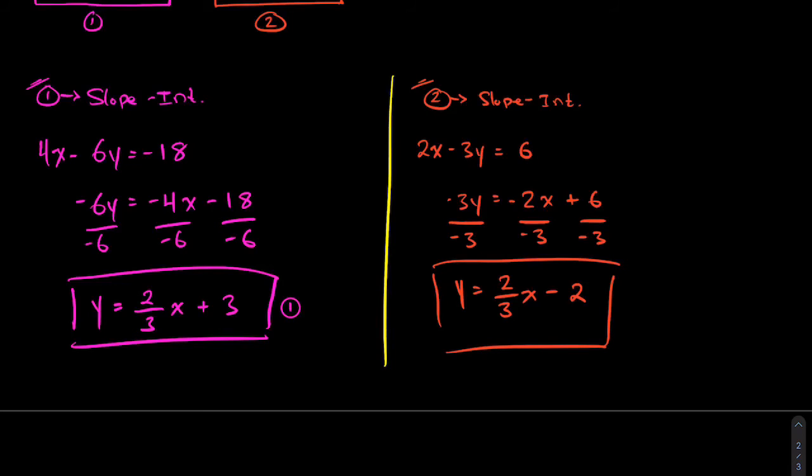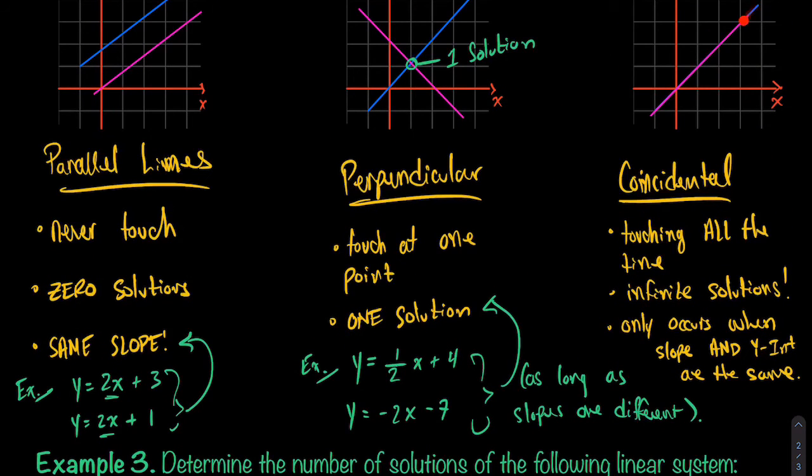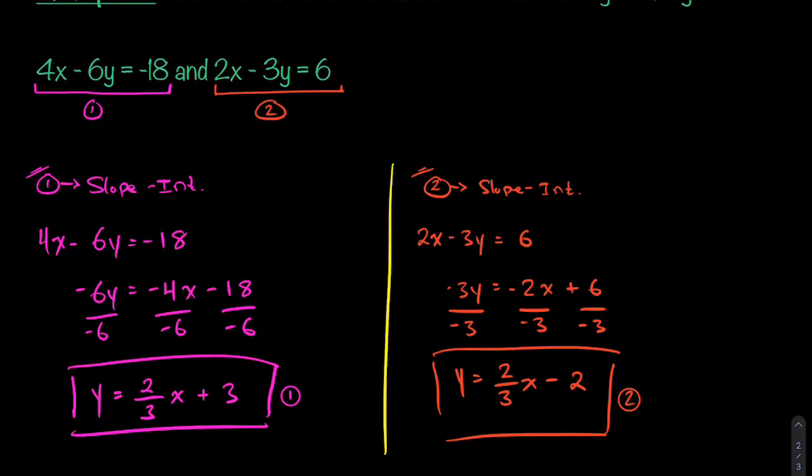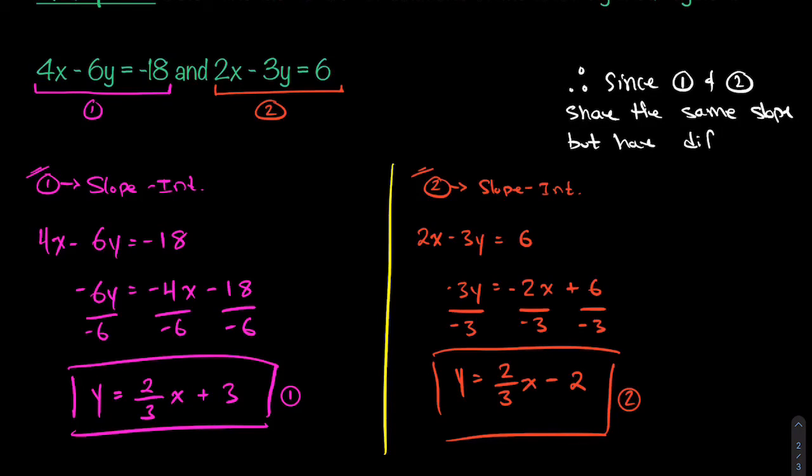We don't need to bother graphing because we're just being asked to figure out how many solutions it's going to have. So what do these two share in common? Well, they share the same slope, right? But they have different y-intercepts. So even though they share the same slope, they can't be coincidental because they don't have the same y-intercepts, but they are parallel, right? Because they have the same slopes. So we could say, therefore, since 1 and 2 share the same slope but have different y-intercepts, there is no solution to the system.